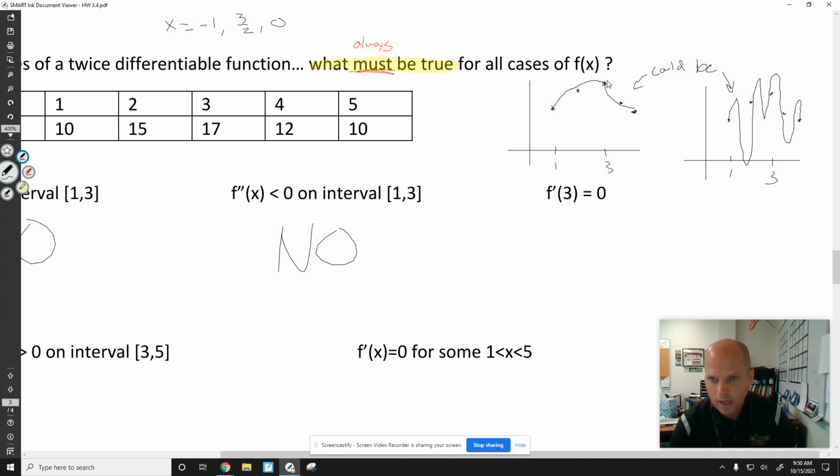Must we have a horizontal tangent? Well, honestly, both this one and this one don't have horizontal tangents. I drew this with a sharp point, which means the derivative is undefined. And this one, we're increasing at 3. Obviously, it's not going straight through the points, but you get my drift. So, must the derivative equal 3? No, of course not.